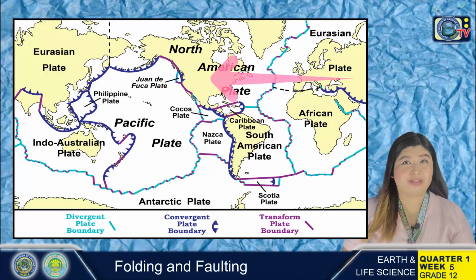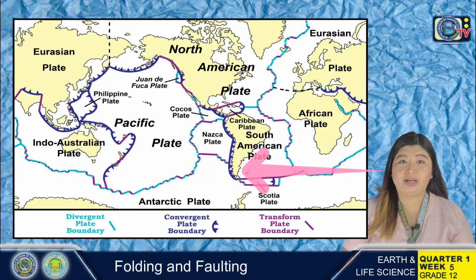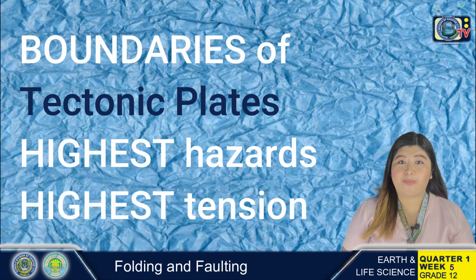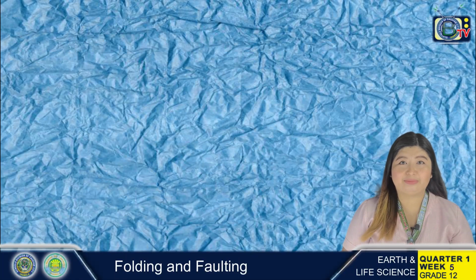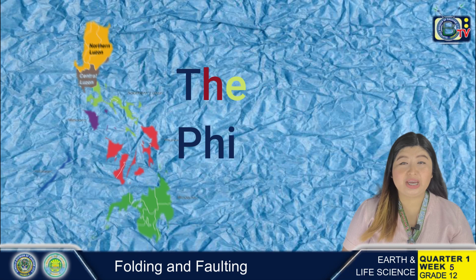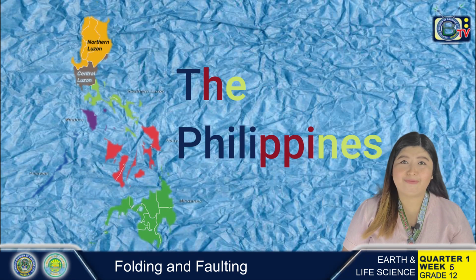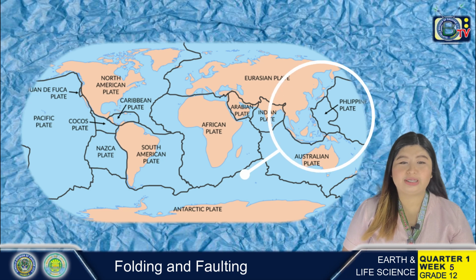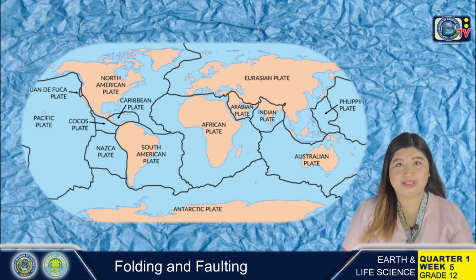At the boundaries of tectonic plates are the areas where the highest hazards are. This is where the plates have the highest tension and therefore are exit points for energy release. Our very own country, the Philippines, if you look at our location on our maps, you will notice that the country lies on the boundaries of the Philippine plate.